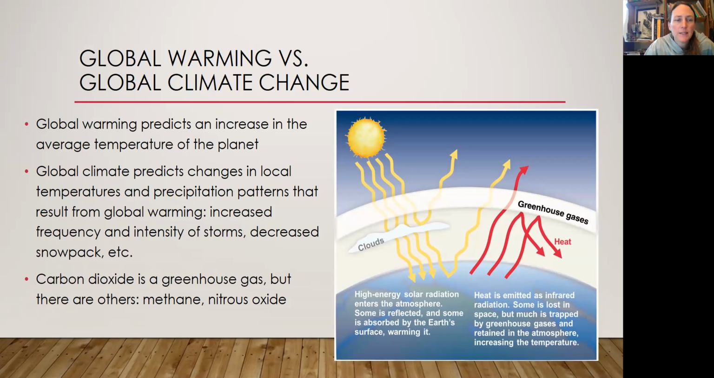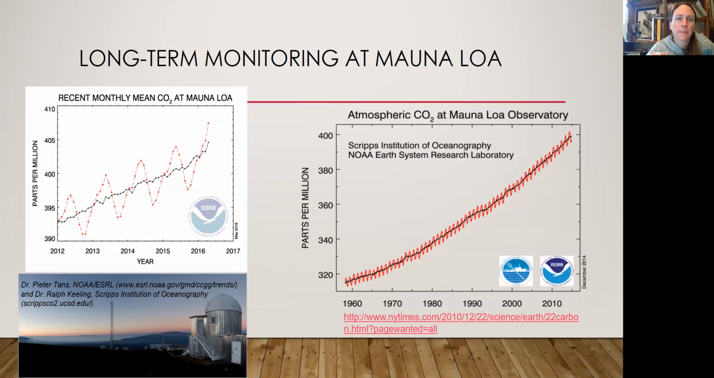And because carbon dioxide is a greenhouse gas, it's important because it accelerates global warming. But there are other greenhouse gases, and some are much worse than CO2, things like methane and nitrous oxide. So we have to watch the release of these other gases as well.